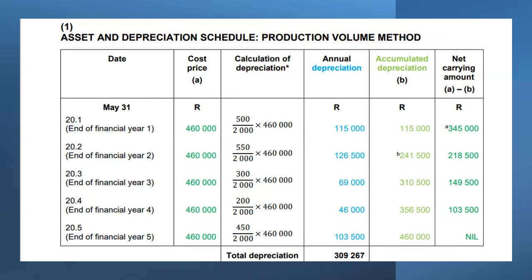So let's go and try to determine our depreciation in this situation. Nothing changed here. We're still working with those 5 years. The cost price is still the same. How then do you calculate your depreciation using the unit produced or the production volume method that they are talking about here?